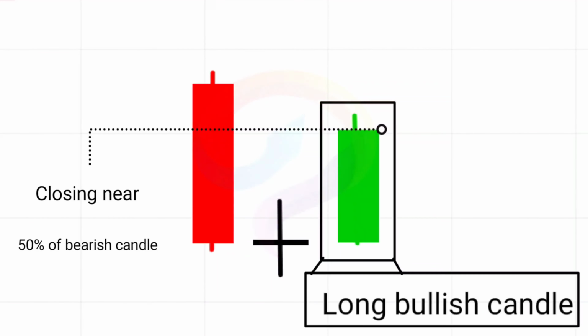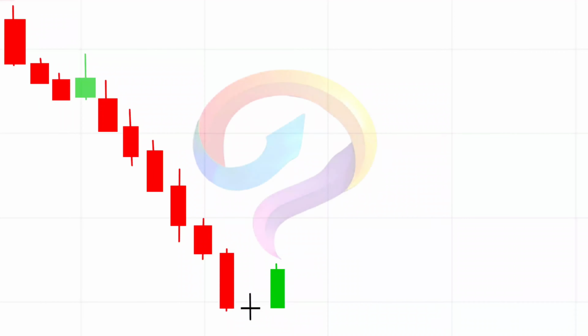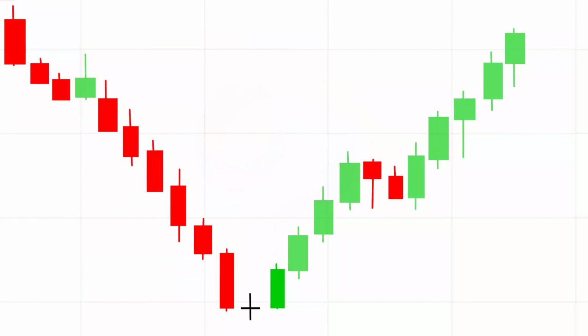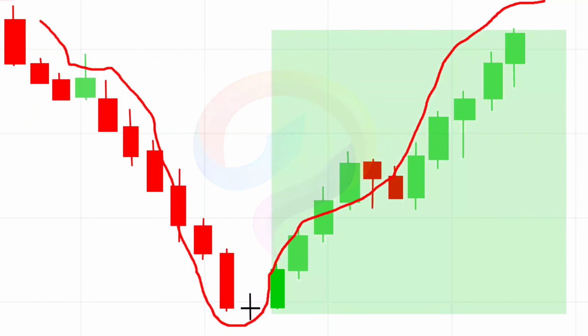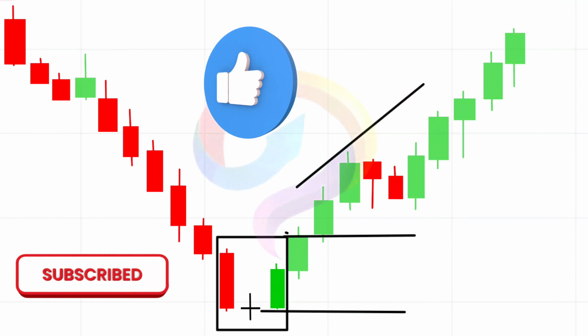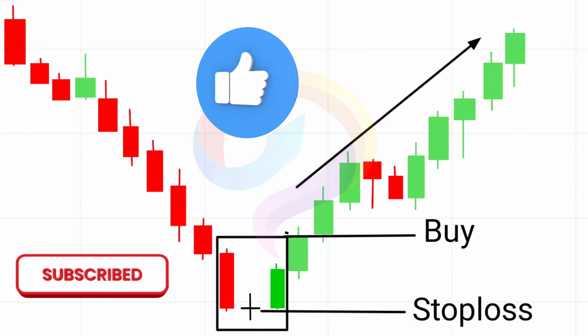first candlestick's midpoint. The pattern suggests that the bears are losing momentum, and the bulls are gaining control, resulting in a potential reversal in the trend. Traders use this pattern to identify buying opportunities after a prolonged downtrend.